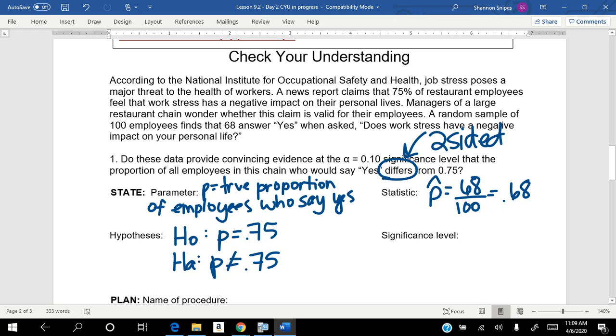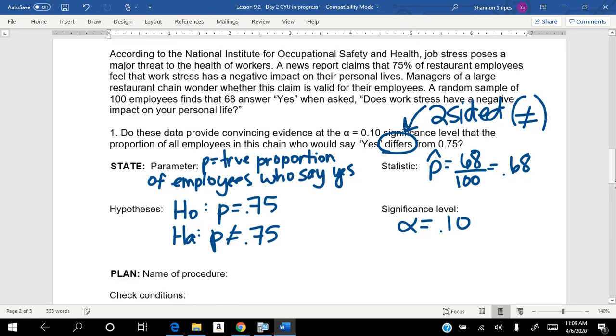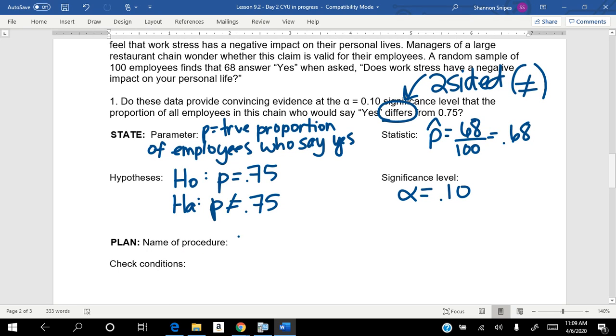If you use the words less than or greater than, that's going to be a one-sided test. If it says differs, you're going to use the not equal to, and that's going to be a two-sided test. It told you your alpha level is 0.10. So the name of the procedure is a one sample z test for proportions.